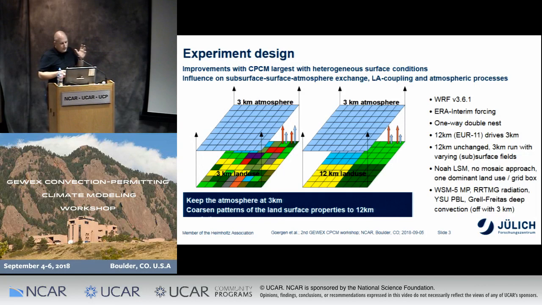The 12-kilometer run remains unchanged all the time, whilst in the 3-kilometer run, we vary the subsurface fields. We have no LSM in this case, so no mosaic approach. That's quite convenient for this study. One dominant land use per grid box. And we use a setting that we have been using for other longer climate model runs.